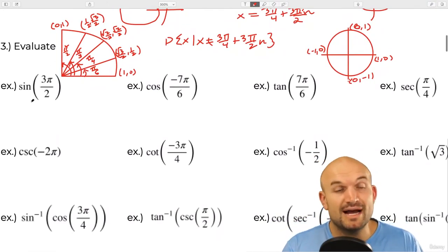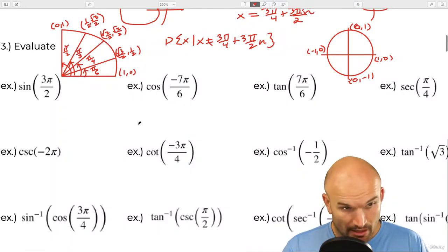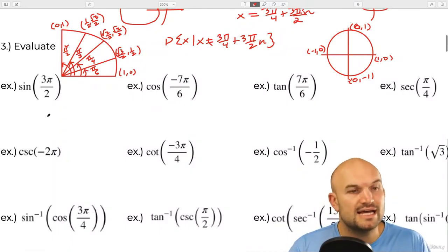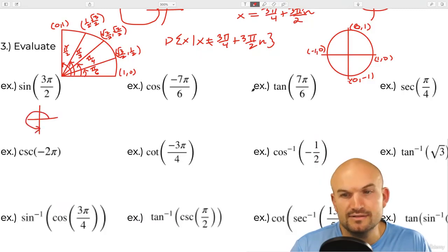All right, so sine of 3 pi over 2. Remember, sine is going to be the y coordinate, so I'm just going to graph 3 pi over 2. That's going to be right there. So the y coordinate here is negative 1.